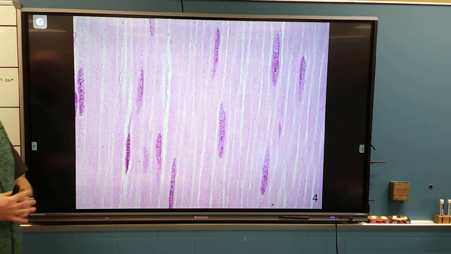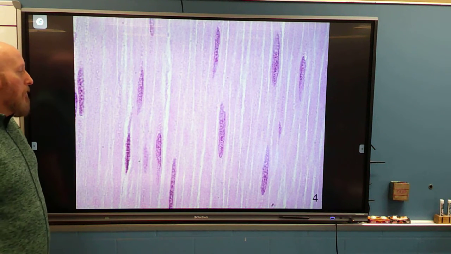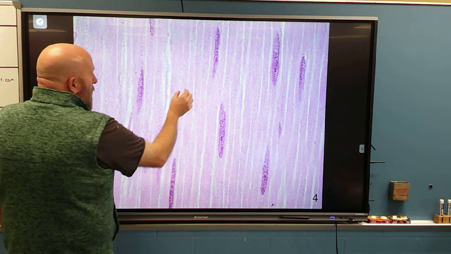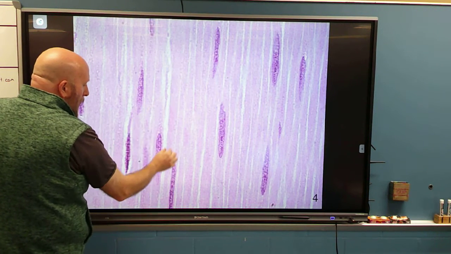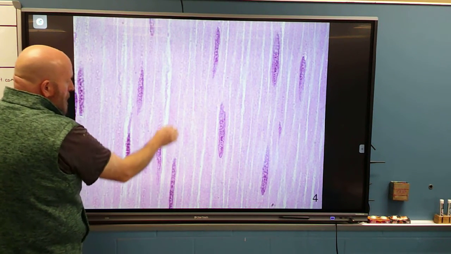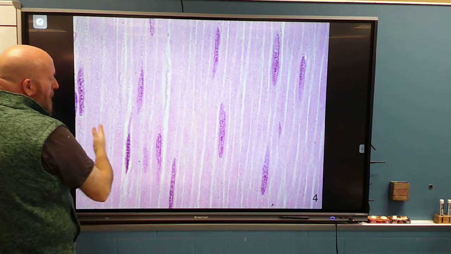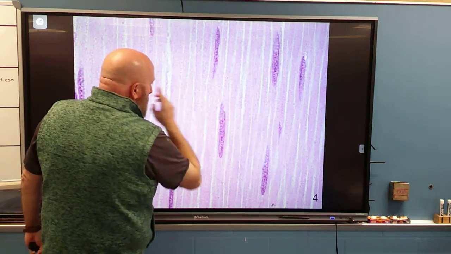Now this one's a little harder. What is this? Well, these are nuclei, aren't they? Every once in a while. These are cells, but look how long and thin the cells are. I mean, they're super, super long. And they're layered one right after the other, just like this.